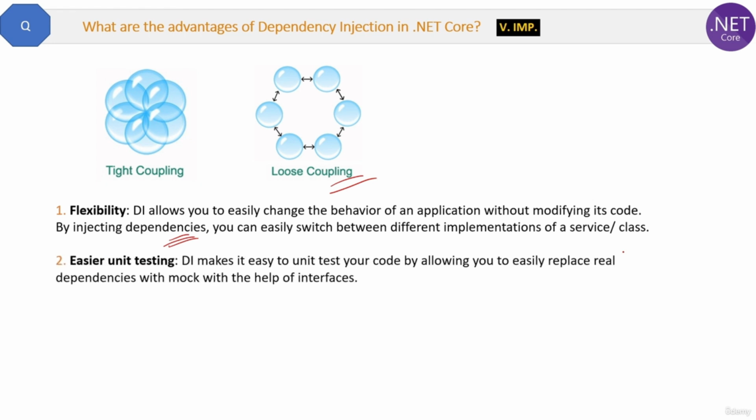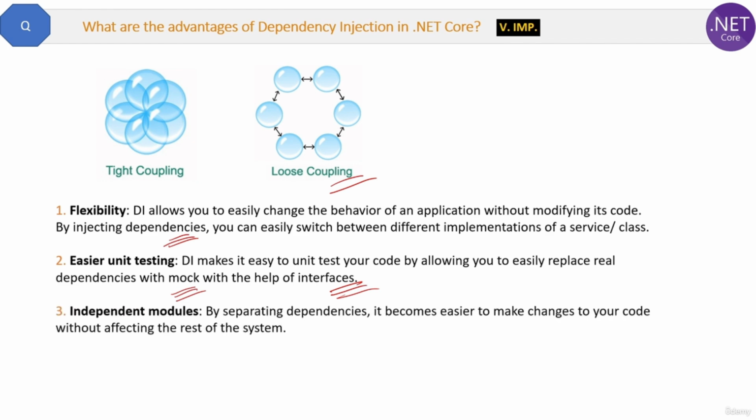The second advantage is easier unit testing. DI makes it easy to unit test your code by allowing you to easily replace real dependencies with mocks with the help of interfaces. If you are aware of unit testing, then you know the role of interfaces. With the help of interfaces, you can mock your classes. If you are new to unit testing, it will be slightly difficult to understand, but unit testing will be much easier if you use dependency injection in your project.